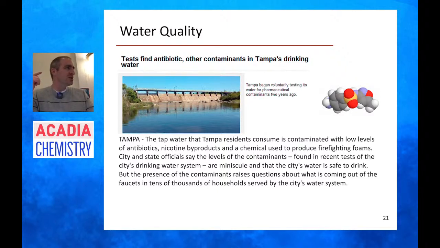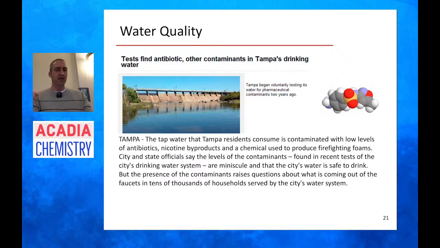City and state officials say the levels of the contaminants found in the recent tests are minuscule and the city's water is safe to drink. But if you're a conspiracy theory-minded person, of course that's what the city officials would say, right? They don't want you to know it's unsafe. I'm not conspiracy theory-minded. But the presence of the contaminants raises questions about what's coming out of the faucets in tens of thousands of households served by the city's water system. So, of course, I got interested in this as a chemist and as somebody who's naturally interested in these kinds of articles and topics.